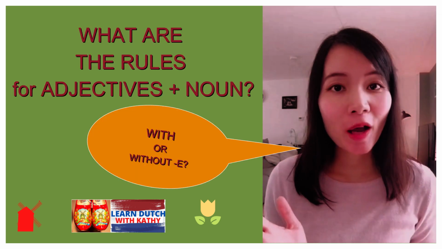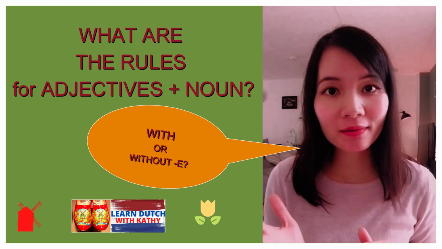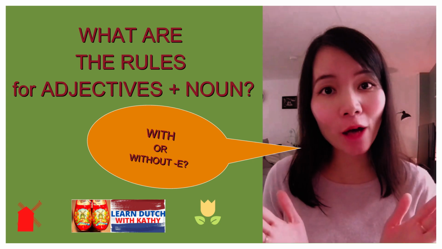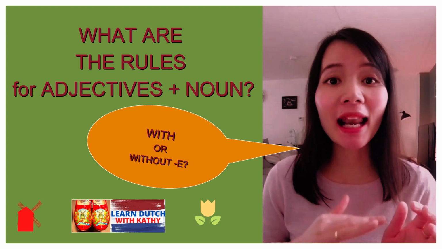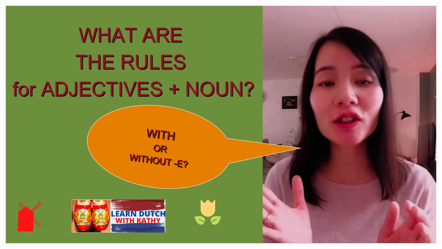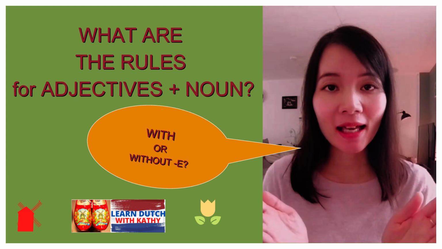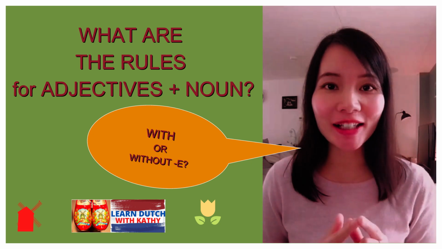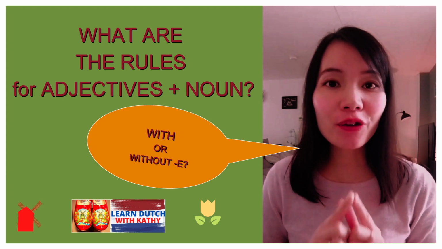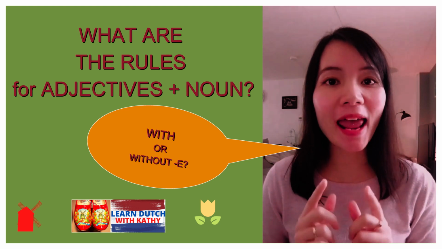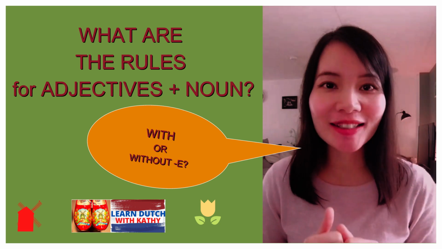So why? Why ik heb een klein huis, but ik heb een kleine auto? En het kleine huis is van mij. En de kleine auto is van mij. So, to answer this question, we should have a look through the rules for adjectives and the nouns in Dutch.